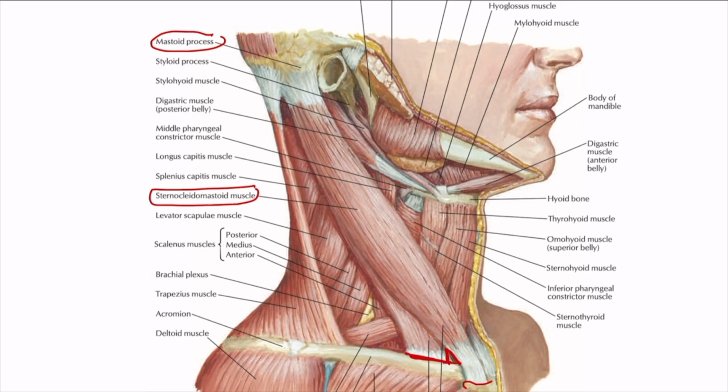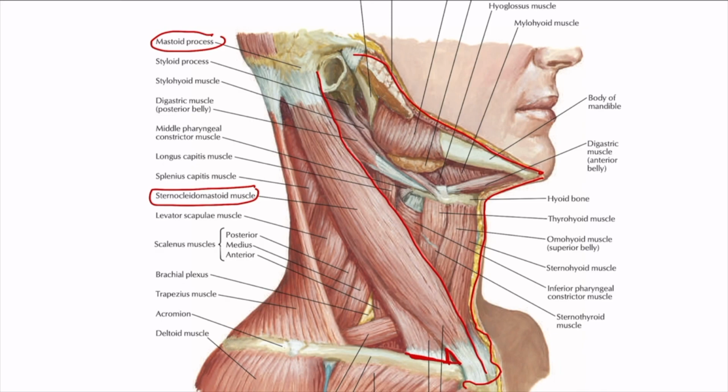So what about the boundaries? So let's talk first about the anterior triangle. Anteriorly, it's the midline, just an imaginary line in the midline, and superiorly you have the mandible all the way up. Okay, sorry, and posteriorly you have the anterior border of the sternocleidomastoid muscle. So this is the anterior triangle of the neck.